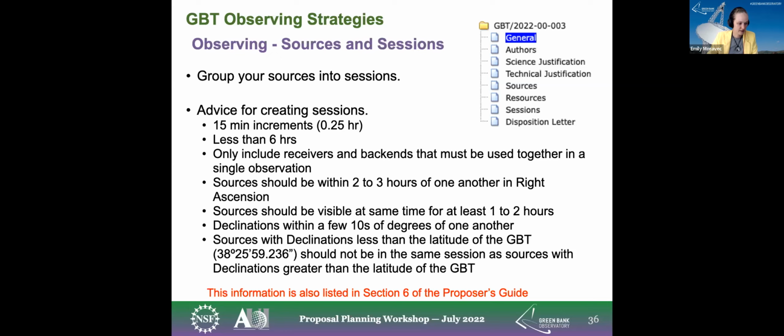This is general advice, just based on some things that we've seen. We've seen some people put all their sources into one session. That's pretty hard to schedule usually, depending on how many, or they make each source one session. So it's really good to try to group your sources together to get them to be easily schedulable. It may make sense for your science to put each object in a session, but often you do want to combine things together.